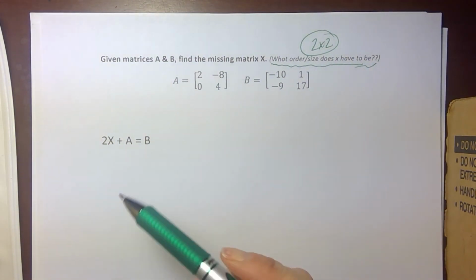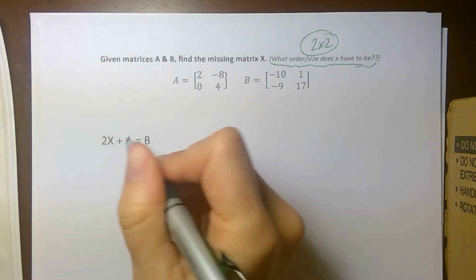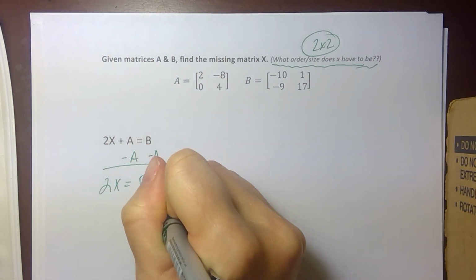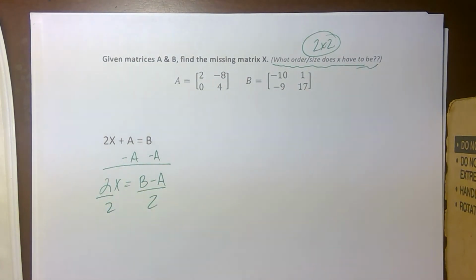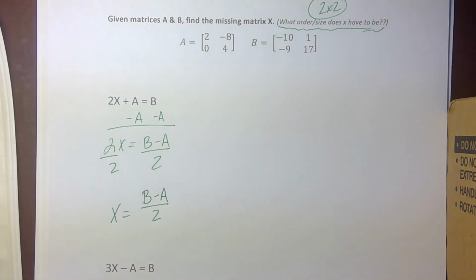So let's see algebraically what x needs to be equal to. Let's solve for x. So we're going to subtract A from both sides. So we have 2x equals B minus A. And then to finish solving for x, we divide by 2. So x is the matrix whose elements are equal to B minus A divided by 2. Okay, well that's simple enough. That just means that I need to take my 2 matrices, B and A, and subtract B minus A, and then each element value that I get, I'm going to divide by 2.